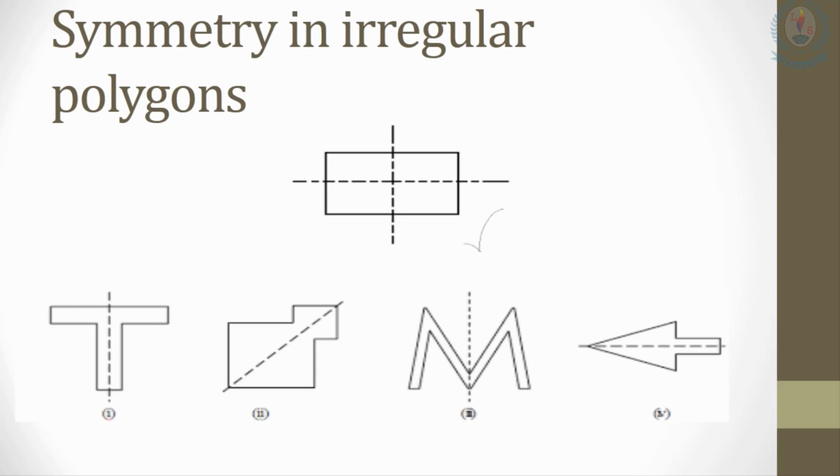These are irregular polygons. Not as in regular polygons, we can't tell that the number of sides is equal to the number of lines of symmetry. No, that's only for regular polygons. In irregular polygons, according to the shape, we can draw the lines of symmetry. Observe them properly.